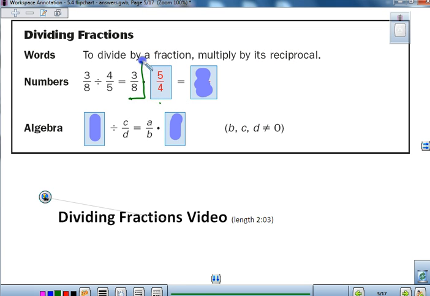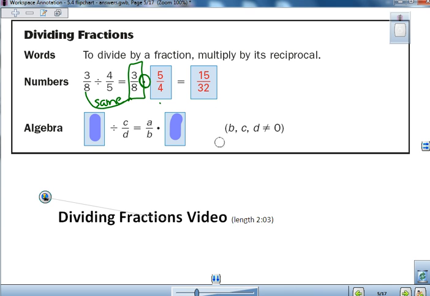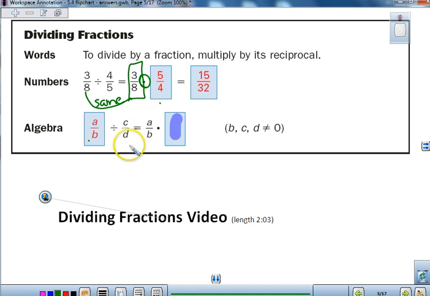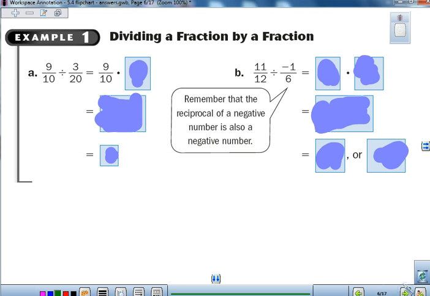Notice the first number, the 3/8, nothing ever changes. That stays exactly the same. But which one do we flip? It's always the one behind the division that changes to multiply by the reciprocal. And then we simply multiply across, which in this case would give us 15/32. Again, algebraically, A over B divided by C over D means A over B times the reciprocal D over C. And again, remembering that we cannot have 0 in our denominator because it's undefined, thus that definition of B, C, and D not equaling 0.